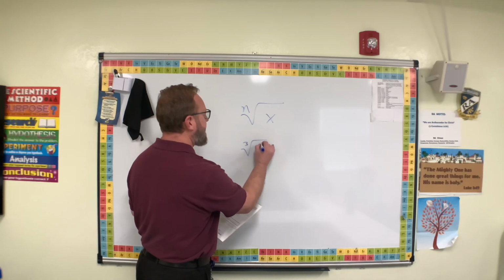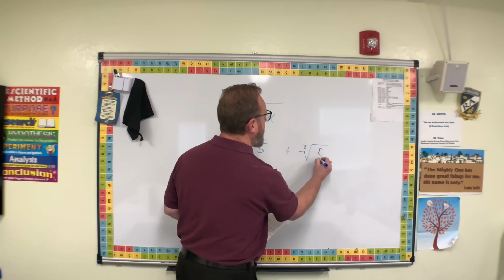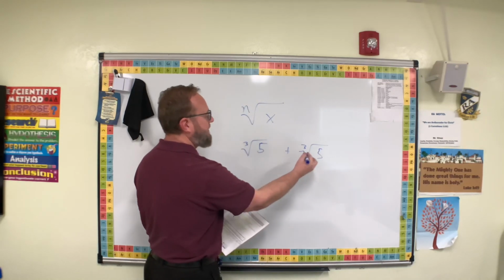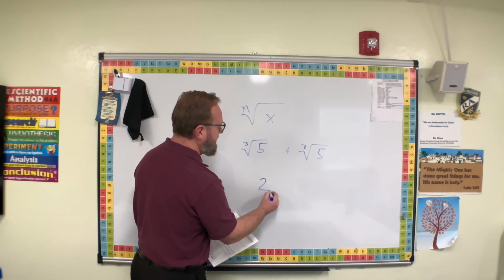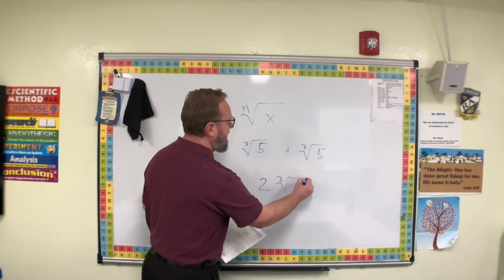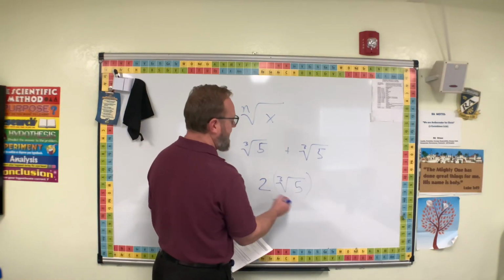You've got the cube root of 5 plus the cube root of 5. In fact, the n's are the same and the x's are the same, so I combine that to just get what? 2 of the cube root of 5. I have 2 of those, so 2 times that.